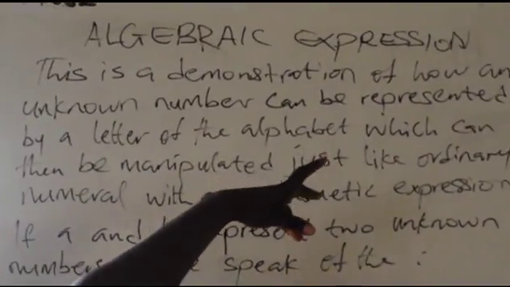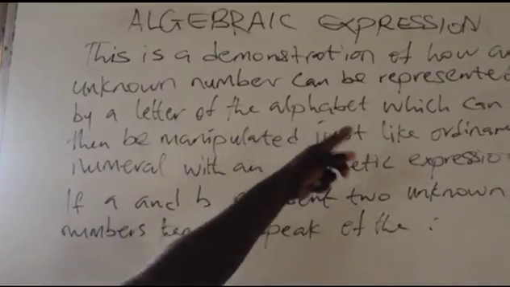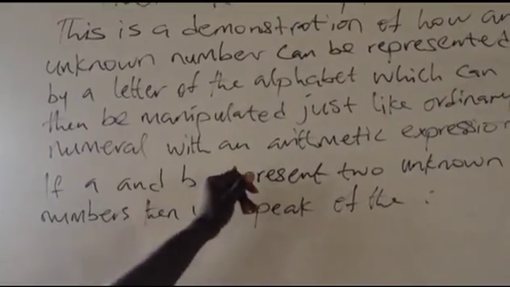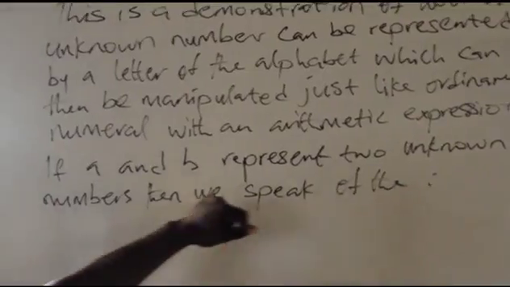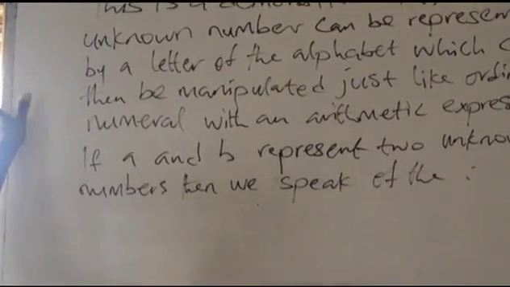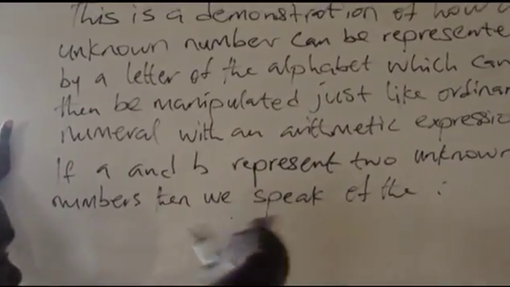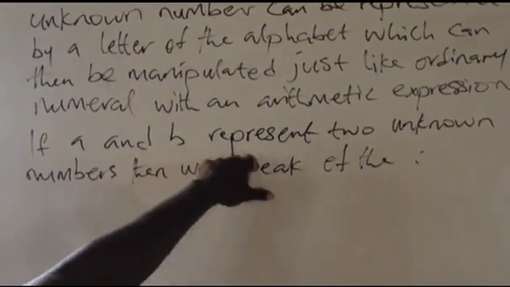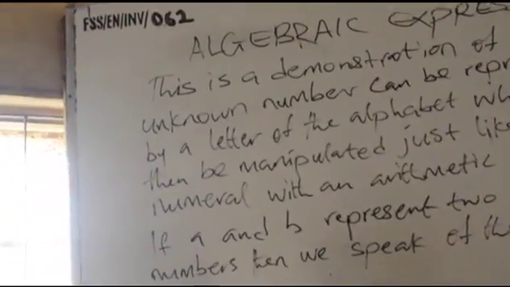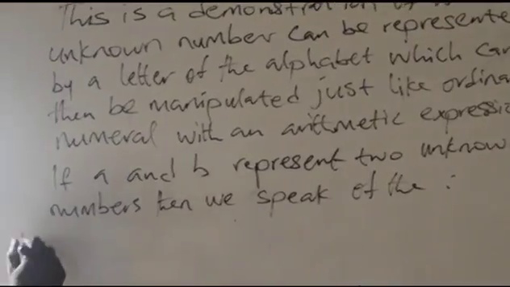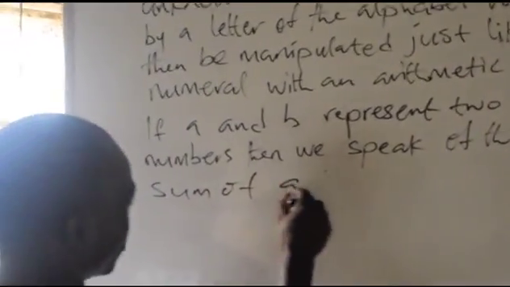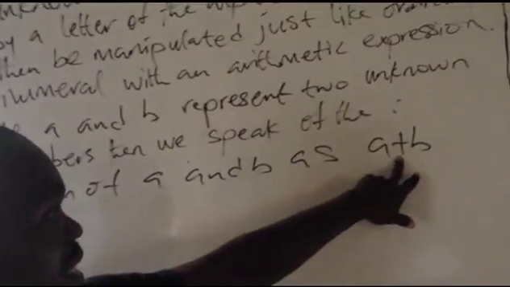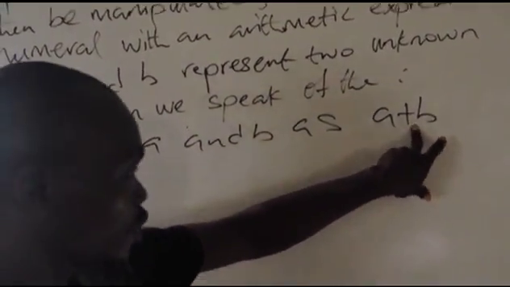So this is a demonstration of how an unknown number can be represented by a letter of the alphabet, which can then be manipulated just like an ordinary numeral with an arithmetic expression. The same way we use arithmetic expressions to manipulate numerals, you can also use them on the letters of the alphabet. So if A and B represent 2 unknown numbers, then we speak of the sum of A and B as A plus B.